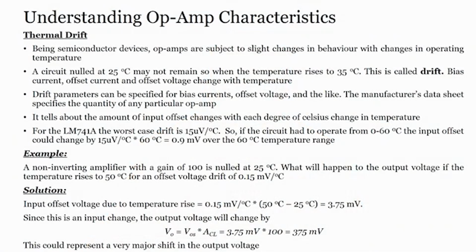Being semiconductor devices, op amps are subject to slight changes in behavior with changes in the operating temperature, because op amps are made out of semiconductor material. A circuit nulled at 25 degrees may not remain so when the temperature rises to 35 degrees. This is called the drift.